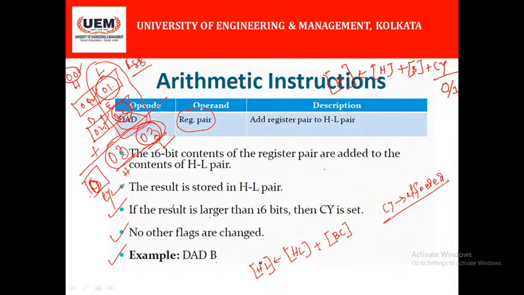So in case of DAD instruction, only the carry flag is affected, because after the 16-bit addition, the result may be of 17 bits. The MSB, which is the 17th bit, is basically considered to be the carry. So that is why only the carry flag will be affected by this instruction.